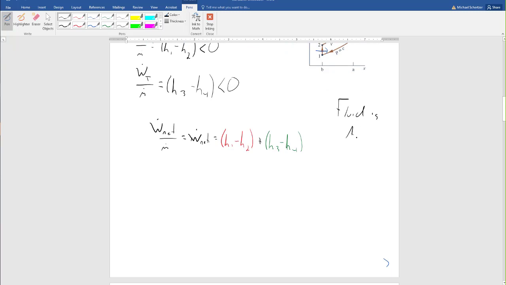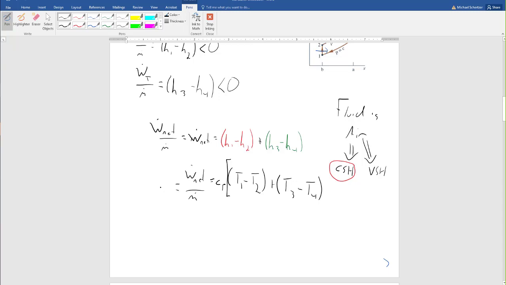Right? And because the fluid is air, I've got to say, is it constant specific heat or variable specific heat? In this particular example, we're going to say it's constant specific heat, which means my delta H terms are going to become Cp times (T1 minus T2) plus, well, instead of drawing Cp again, Cp will come out of this term as well, and this will be (T3 minus T4). And this is W dot net per m dot, which is equal to little w dot.